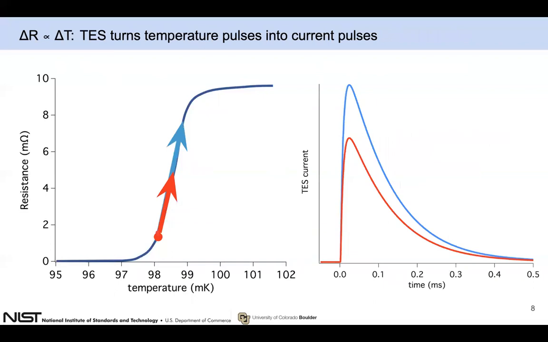Then, when a photon is absorbed, the temperature of the detector increases, so the TES resistance increases. That temperature change and consequently the resistance change is proportional to the energy of the photon. We read out that resistance as a change in the TES current, and the height of this current pulse is proportional to the energy of the original photon.